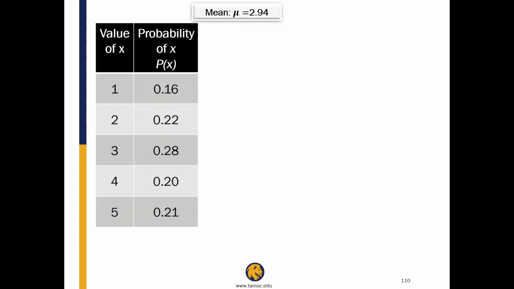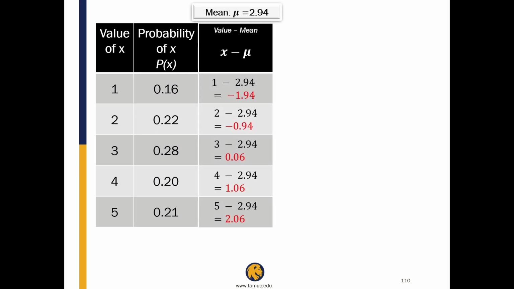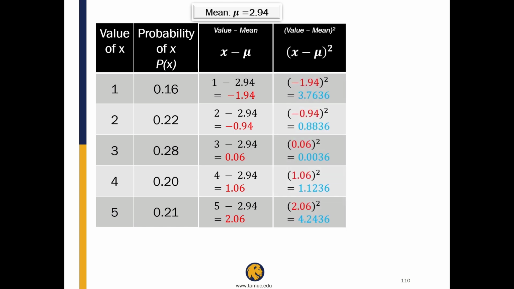So we've got our values of x and the associated probabilities. The first thing we're going to do is take each value of x and subtract the mean away from it. So we found the mean to be 0.294. So I went through and I subtracted each value of x minus 0.294. Then we need to square those numbers. So the first one we have to take negative 1.94 raised to the second power, then negative 0.94 raised to the second power. And here's all the numbers I got from doing that.